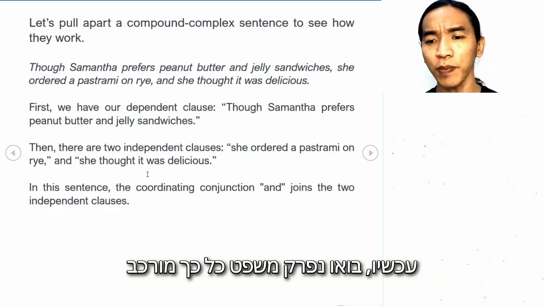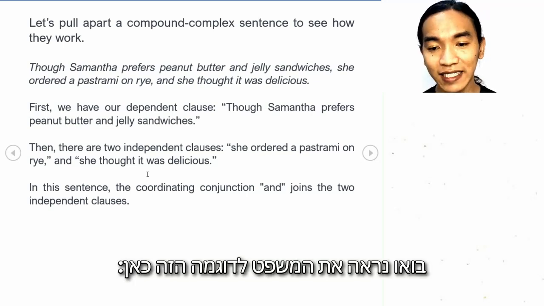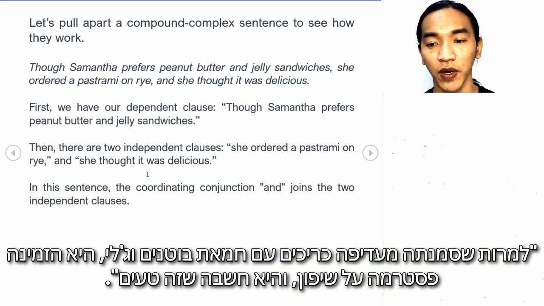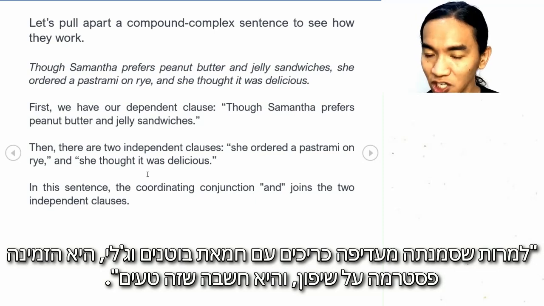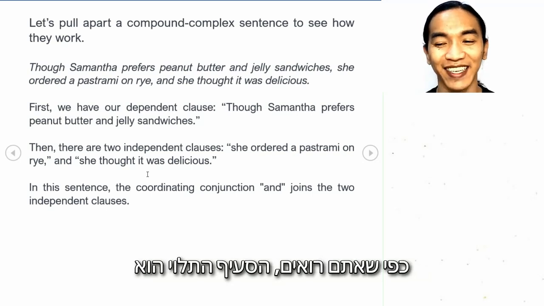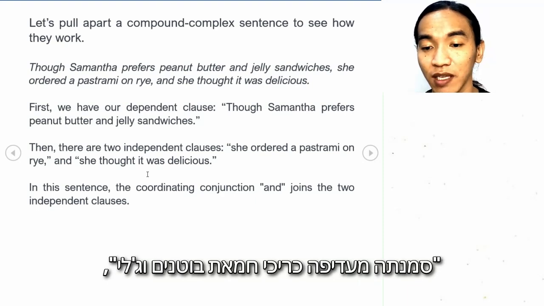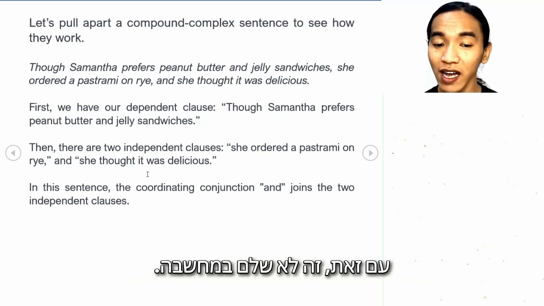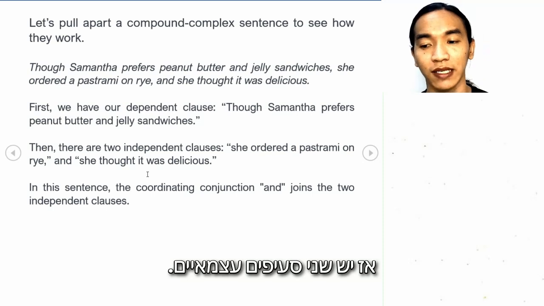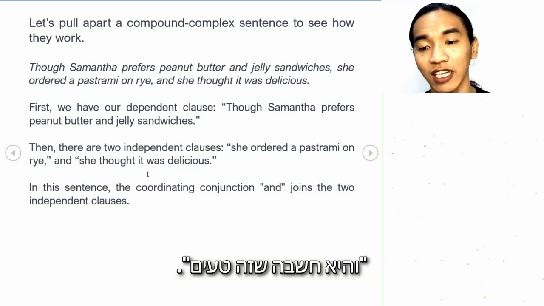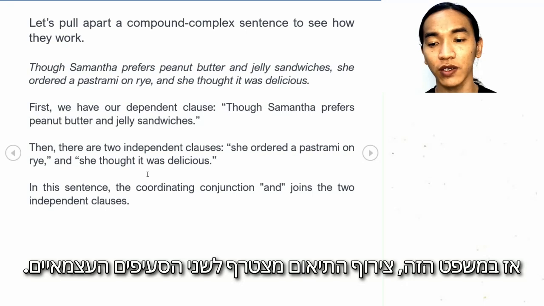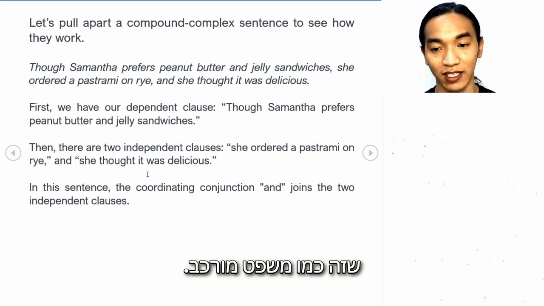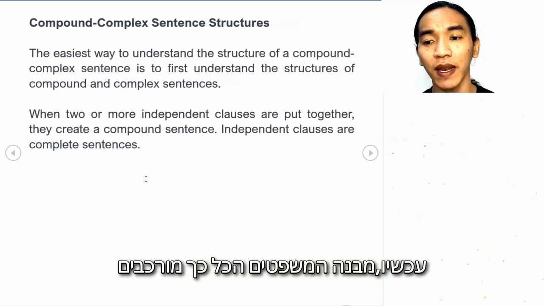Now, let's pull apart a compound complex sentence to see how they work. Let's see this example sentence here. Though Samantha prefers peanut butter and jelly sandwiches, she ordered a pastrami on rye and she thought it was delicious. So first, we have our dependent clause. As you see, the dependent clause is, though Samantha prefers peanut butter and jelly sandwiches. Okay, it has a subject and a verb. However, it's not complete in thought. Then there are two independent clauses. She ordered a pastrami on rye and she thought it was delicious. So in this sentence, the coordinating conjunction joins the two independent clauses, which is like a compound sentence.